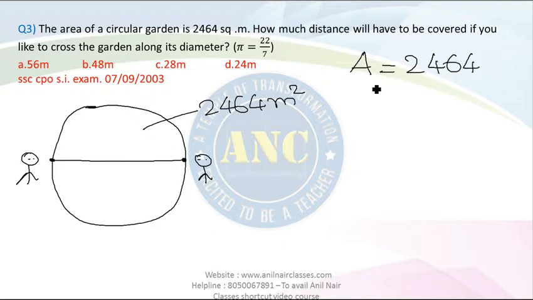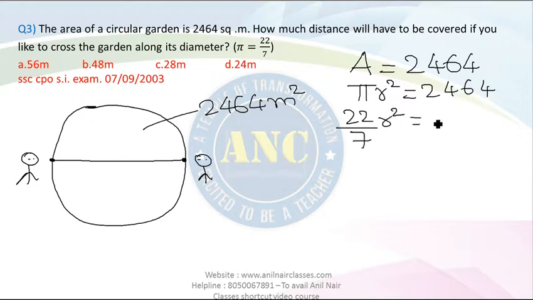Can I say that area is nothing but pi r square? Pi r square is nothing but 2464. But pi is 22 by 7, r square is 2464. Now, if I simplify further, this is 22 into 1, 22 into which number is what I need to find. Let us do it. 22 into 1 is 22.